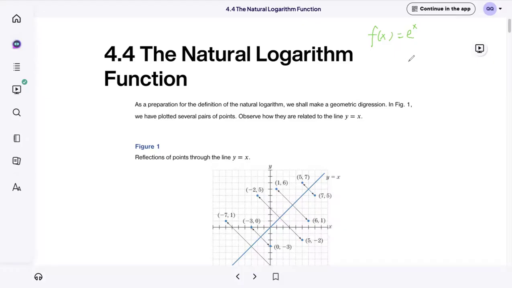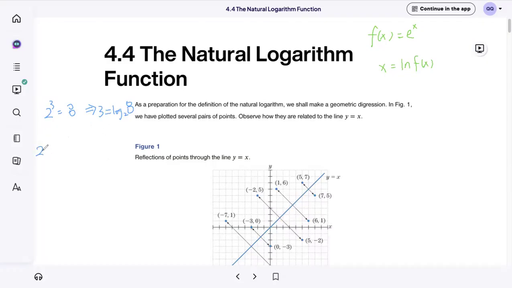We can rewrite this as x equals log base e, which is ln, of f of x. I'm going to use an example. Let's first see it with a normal number. Let's say 2 raised to 3 equals 8. So I can rewrite this as 3, because my emphasis is on 3 now, equals log base 2 of 8. Just a different way of writing this equation.